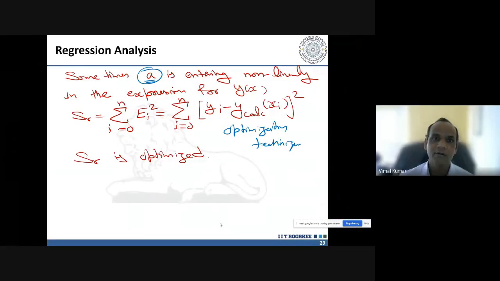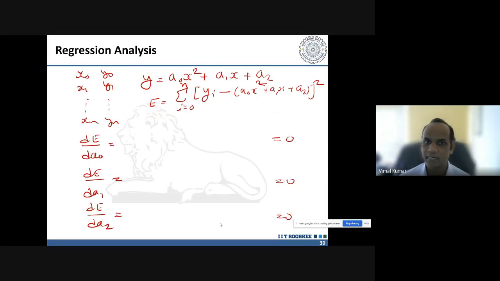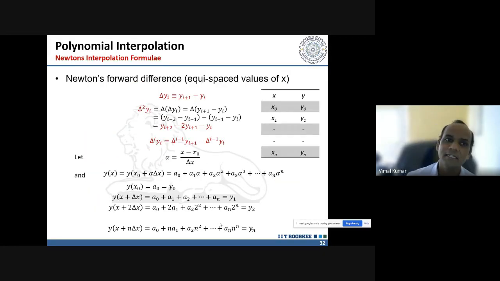Thank you very much. Now let me go to another scenario, which is completely different from regression analysis. This is about Newton's interpolation formula for polynomial interpolation. Newton's interpolation formulas are used in lots of scenarios, not only polynomial interpolation, but also for the calculation of differential equations, integrals, and finite difference methods. There, Newton's forward difference and Newton's backward difference formulas are used. But here we are utilizing Newton's interpolation formula for polynomial interpolation. First we are talking about Newton's forward difference formulation.